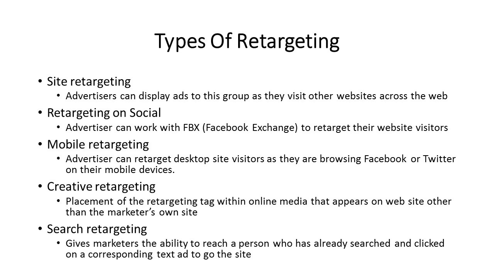These search terms can often provide insight into what products or services the visitor is looking for the website to provide, and search retargeting gives the marketer the ability to reach a person who has already, for example, searched for the marketer's product and clicked on a corresponding text ad to go to the site. One difficulty often overlooked with search retargeting is the ability to clean, disambiguate, and categorize the raw search phrases entered by visitors. Cleaning helps strip extraneous terms from the search phrases.